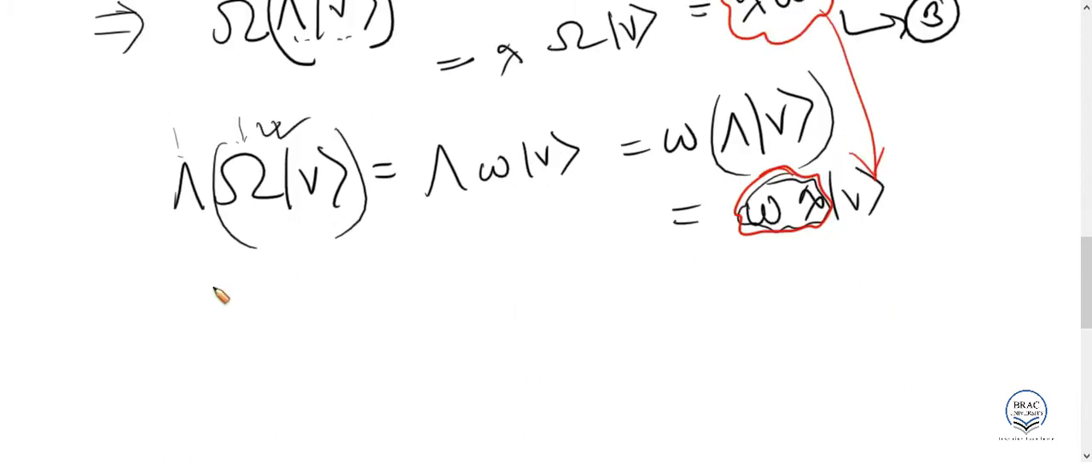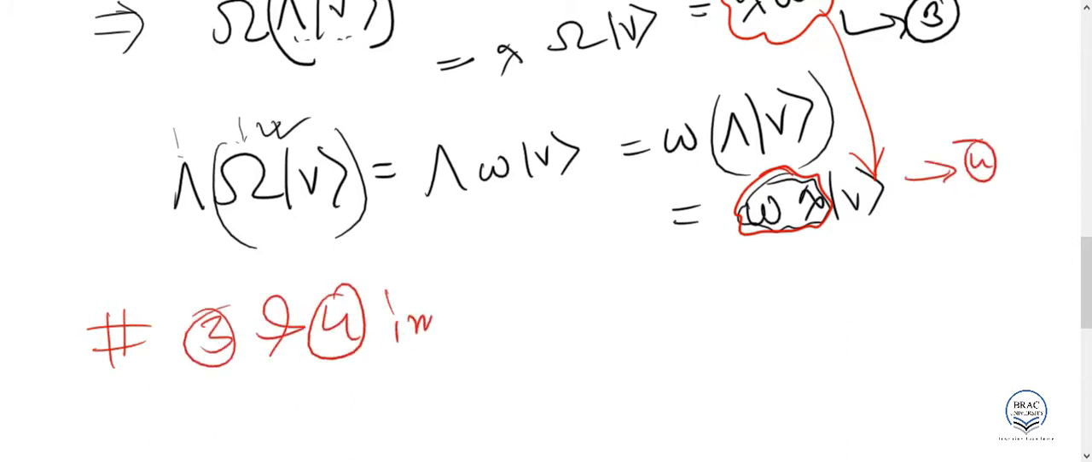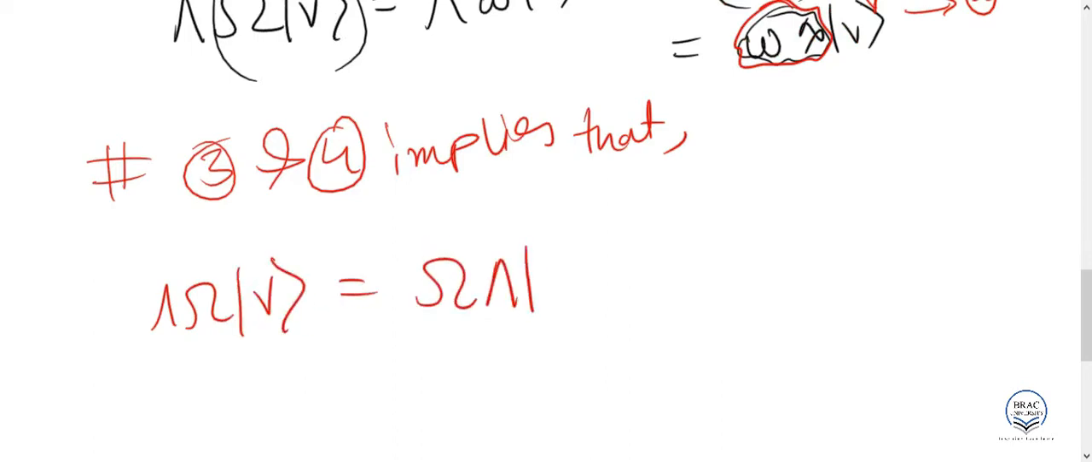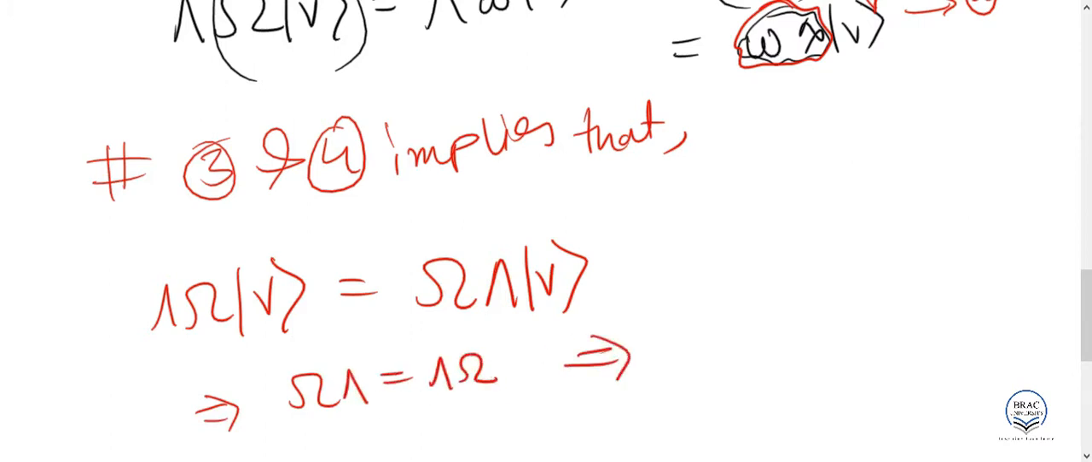So what does that imply? Let's say this is equation 4. 3 and 4 imply that lambda omega V is equal to omega lambda V. So if there exist such eigenvectors that are eigenvectors for both of these operators, you can say that omega lambda is equal to lambda omega. In other words, lambda and omega, they commute.